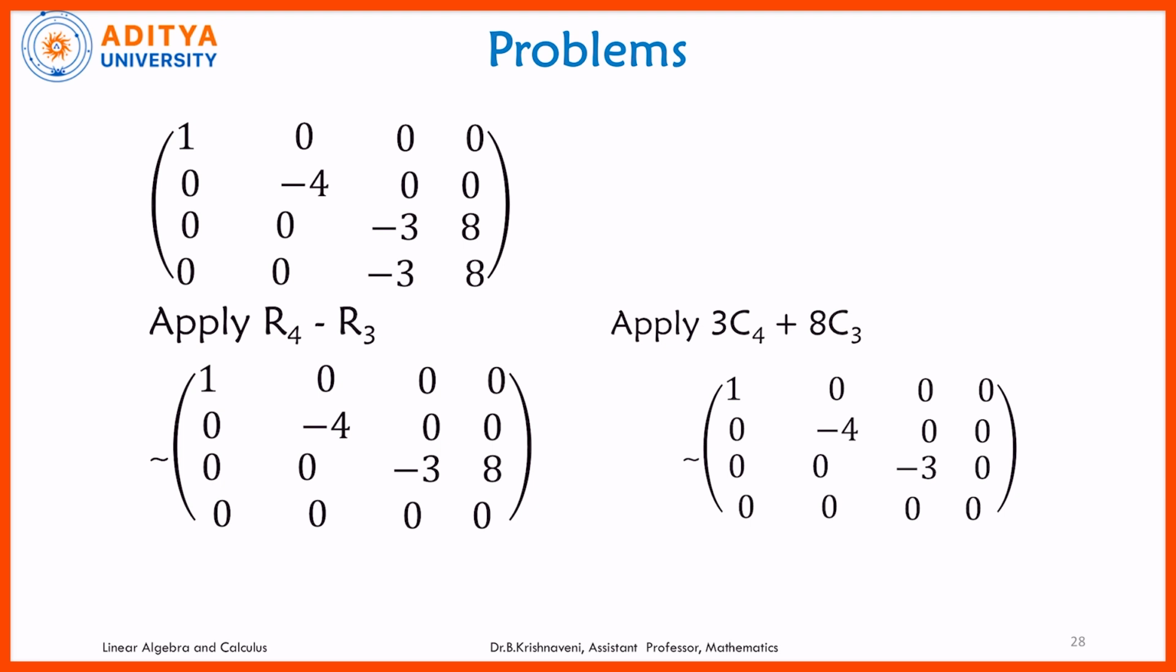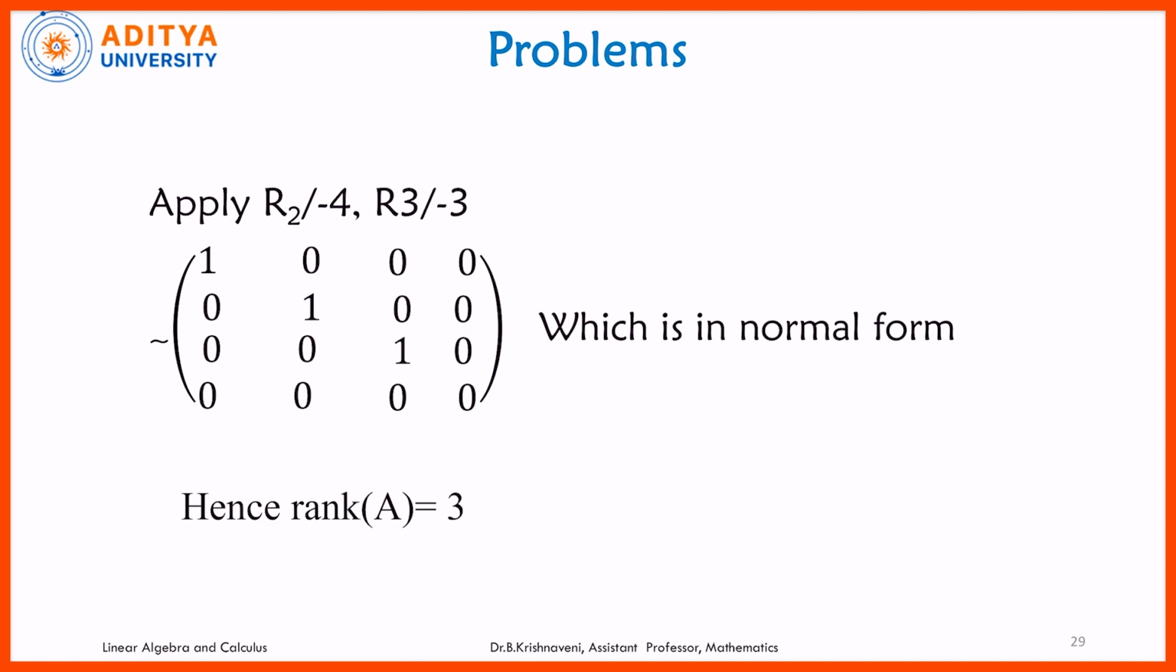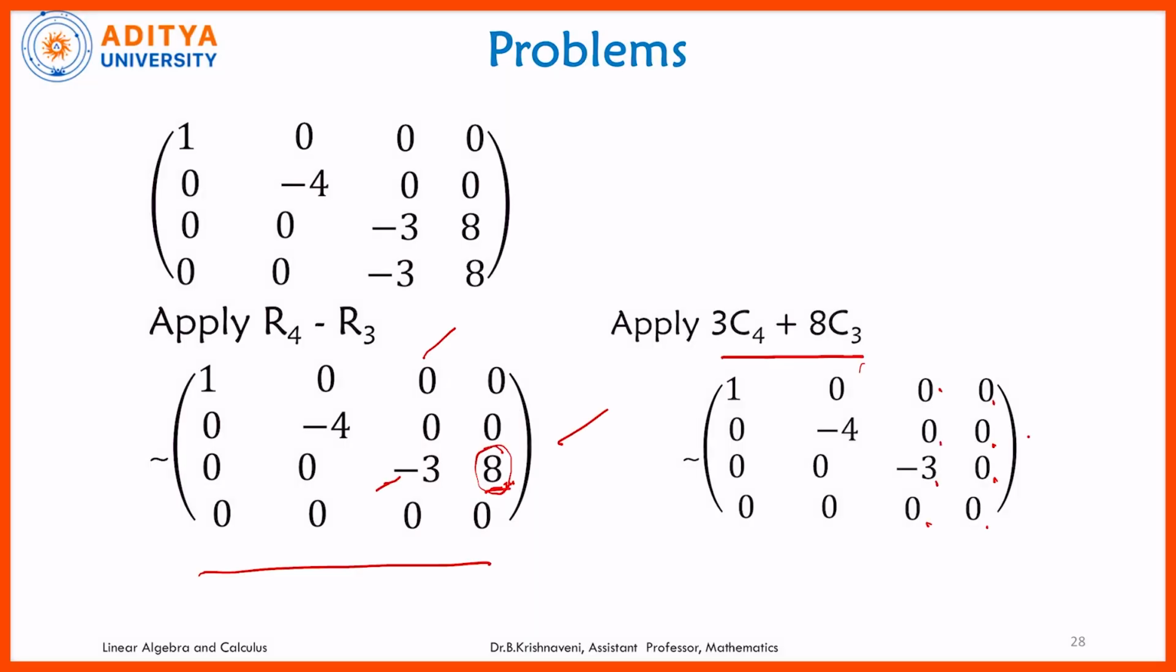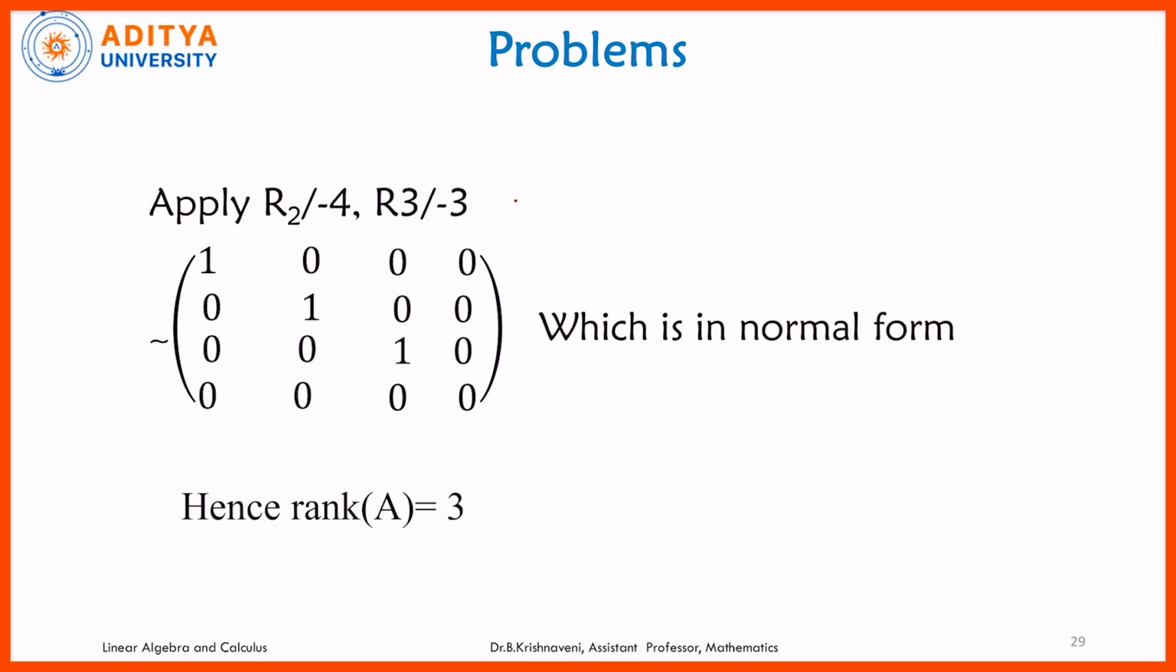So now you have got something which is just a step below the normal form. In order to make this finally into the normal form, divide the second row by minus 4 and the third row by minus 3, and then it will be converted to normal form. So we have used the operations R2 by minus 4 and R3 by minus 3. The resultant gives the normal form 1 0 0 0, 0 1 0 0, 0 0 1 0, 0 0 0 0.